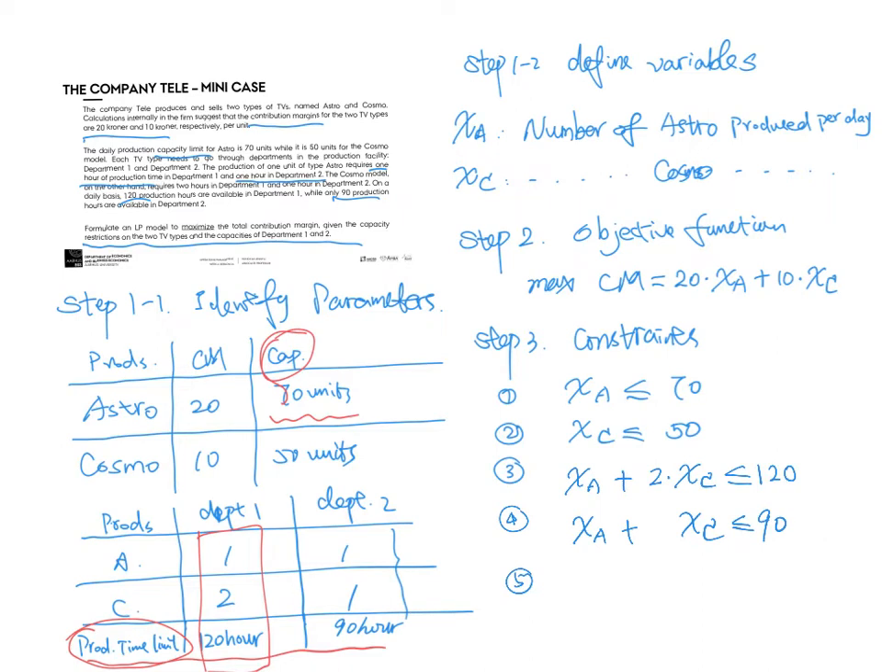So we should normally assume your decision should not be negative. So we see we have the decision variables equal to or greater than 0. We also call this the non-negativity constraints.